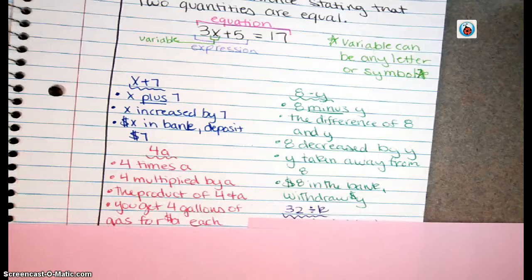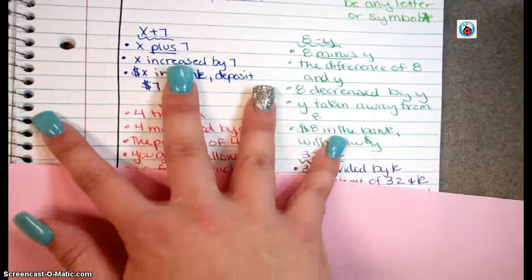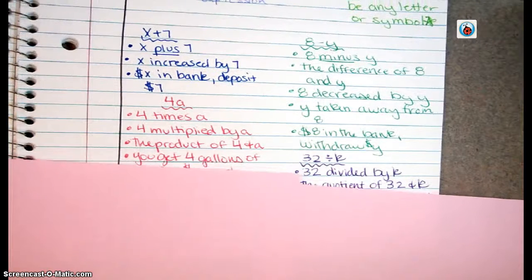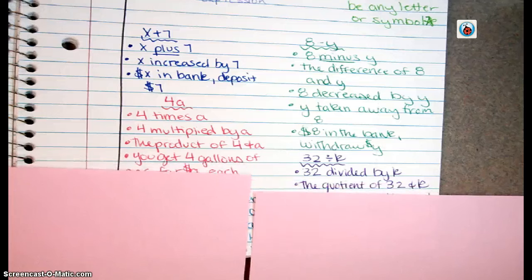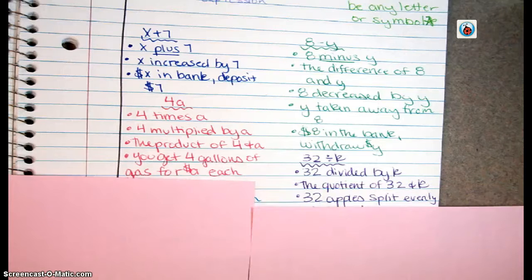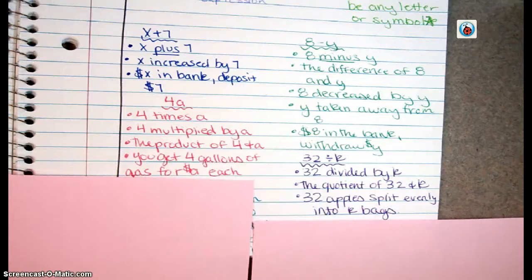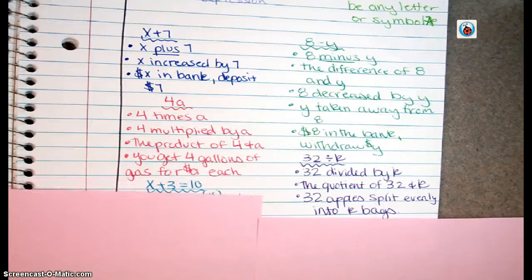Now let's look at this one, 32 divided by k. Well, I'm going to move this up for you. So this could look like 32 divided by k, the quotient of 32 and k, 32 apples split evenly into k bags. Okay, now let's look at an equation and how it could look.